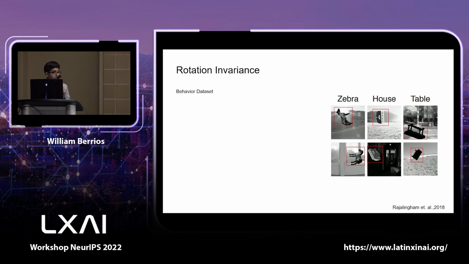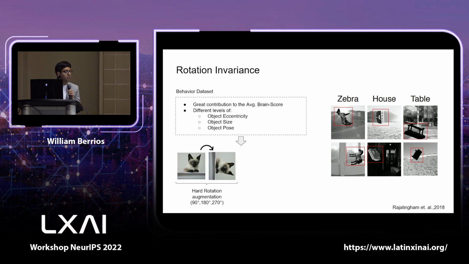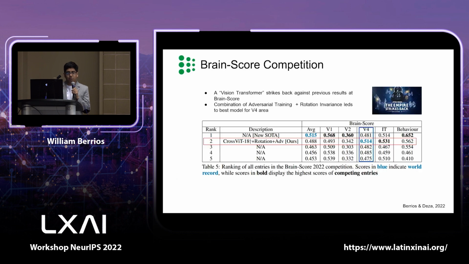Another aspect important for the competition was rotational invariance. We saw this behavior dataset, part of the competition, that has these 3D objects rendering 2D images with different poses, eccentricities, and sizes. So we decided to apply simple but essentially hard rotation augmentation, like 90, 180, or 270 degrees, and also this kind of random crop that makes this effect of object eccentricity. So now let's go to the results.